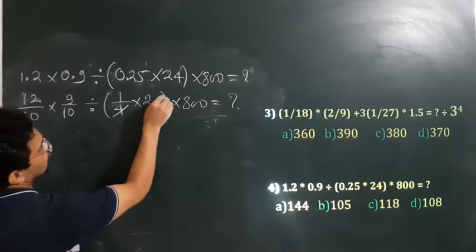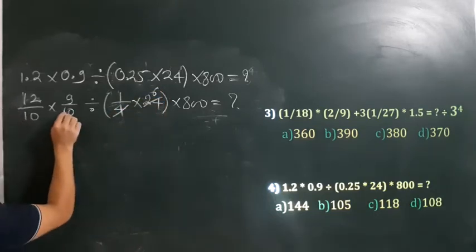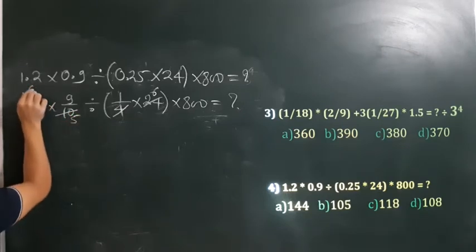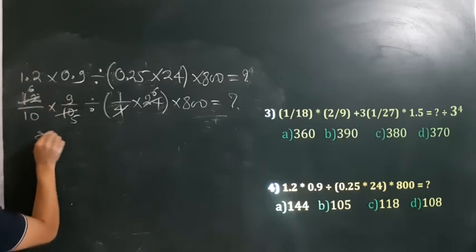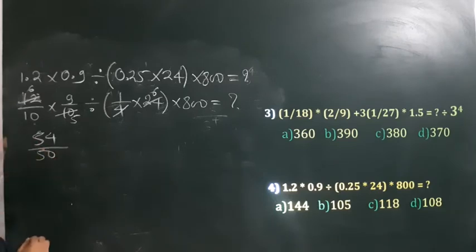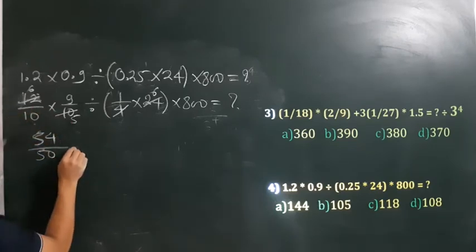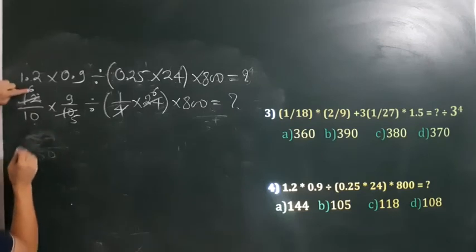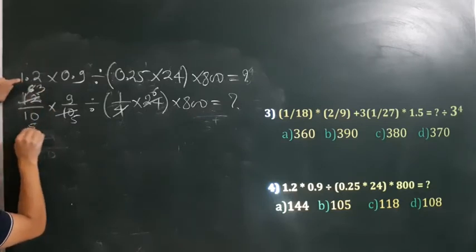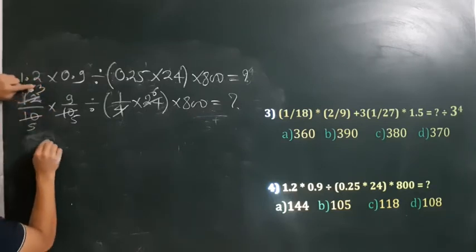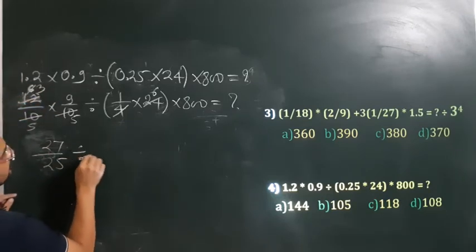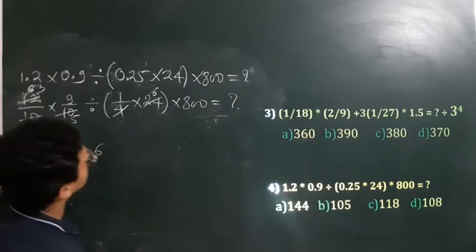So here it is divisible. 4 6s are 24, correct? 2 5s are 10 and 2 6s are 12. So 6 into 9 is 54, and this is 50. 10 into 5 is 50. Otherwise you can make another division here. It is divisible by 2 also. So 2 3s are 6 and 2 5s are 10. So 3 into 9 is 27 and 5 into 5 is 25. And whole divided by 6 into 800.